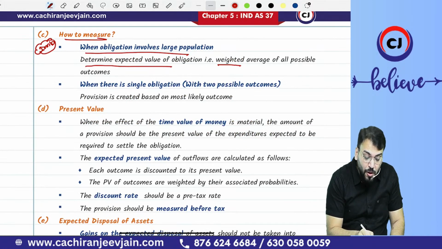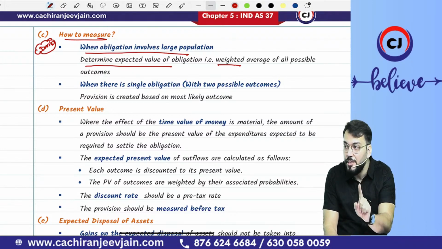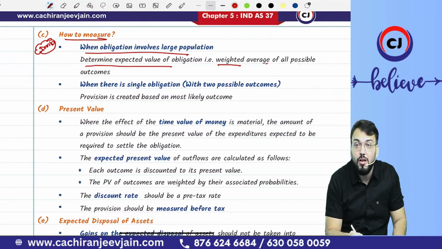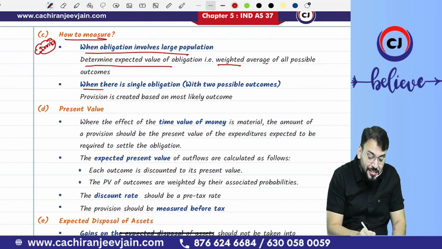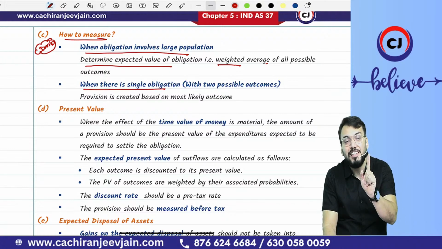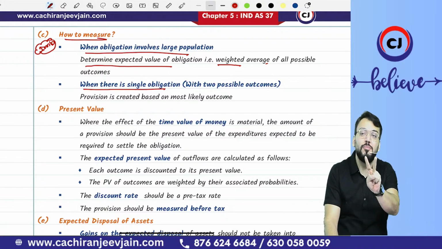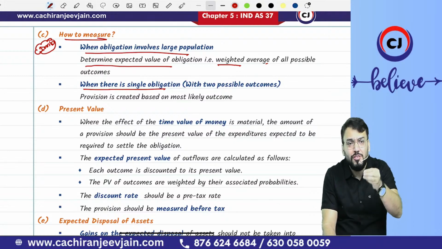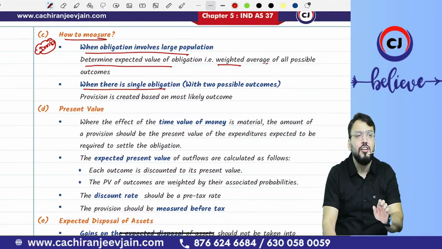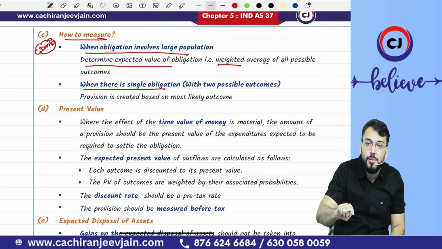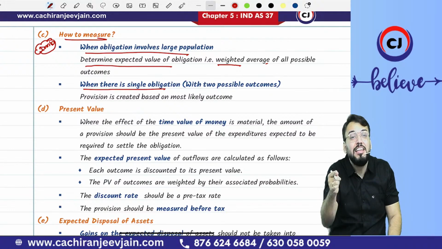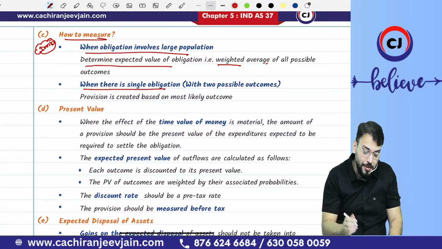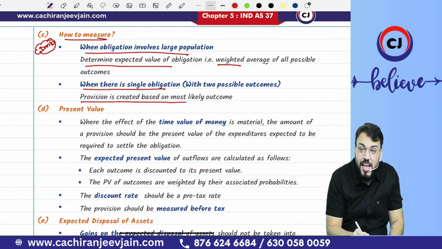So when an obligation involves a large population, determine the expected value. So what is the keyword? Expected value of obligation, which is nothing but the weighted average of all possible outcomes. Then when there is a single obligation with only two possible outcomes, not more than two, in that case Ind AS says don't do the average. The amount of provision will be equal to the most likely outcome. Provision is created based on the most likely outcome.